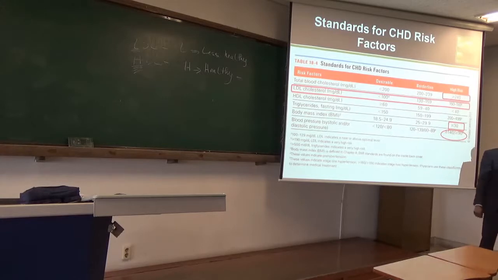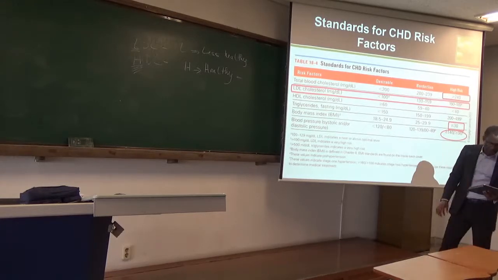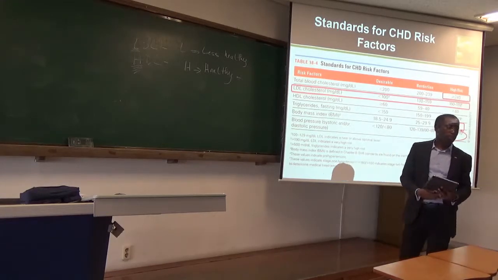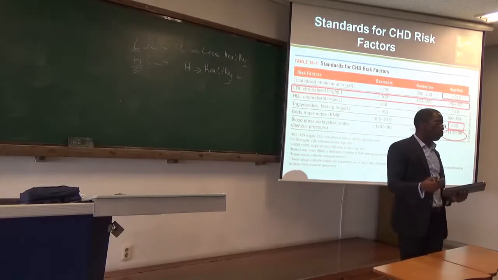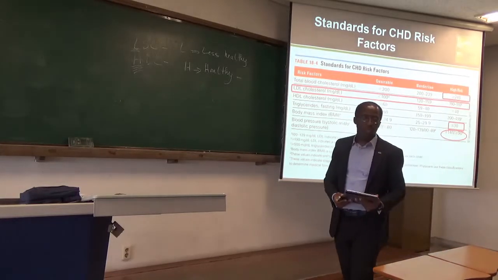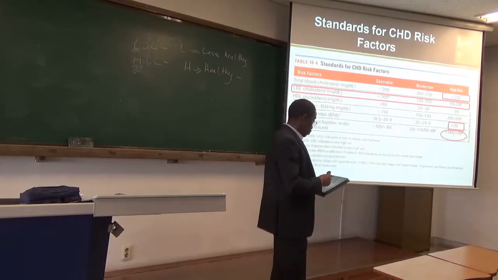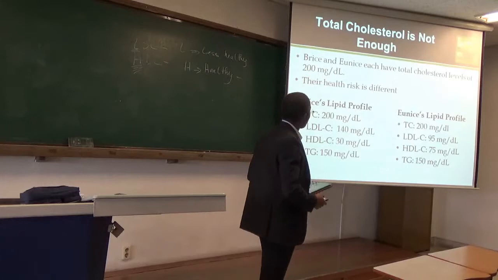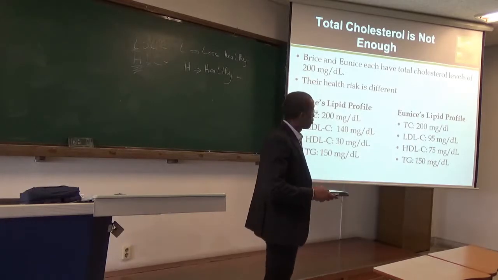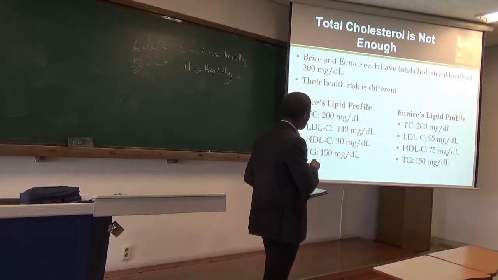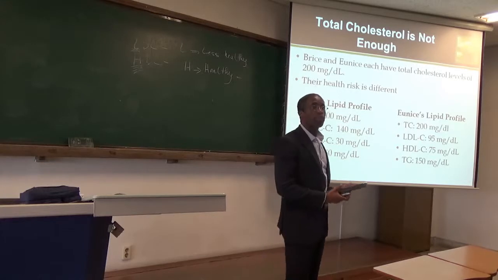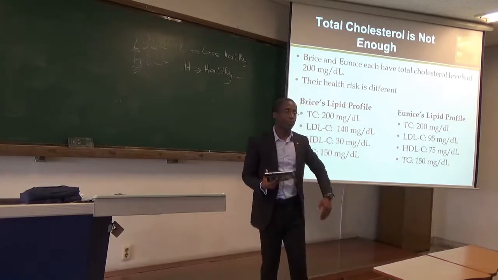Now, look at your PPT. Let's analyze this problem. Actually, this time I put my name and my friend's name. I don't put people's names anymore. I don't want to be sued. So on your PPT, you have my name and my friend's name. You have Brice, and then you have Eunice. Each has a total cholesterol level of 200 milligrams per deciliter. This is total cholesterol. Okay?